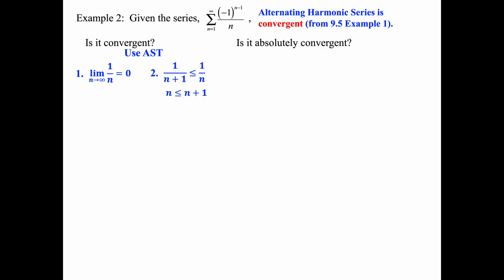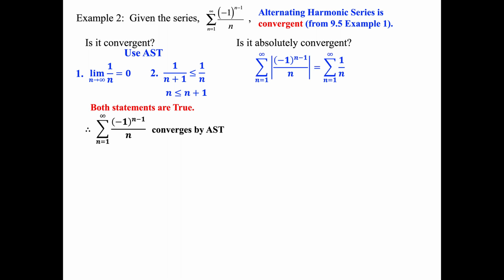Example 2, given this series, wait, this looks familiar. We had this back in 9.5, example number 1. It was the alternating harmonic series, and it was convergent. The limit of 1 over n is 0. Again, we showed that it's decreasing: multiply the n over n plus 1, subtract the n, so 0 is less than or equal to 1 all the time, so that was true. So this was convergent by the alternating series test. Like I said, we proved that using the alternating series test back in section 9.5, example 1, if you want to check your notes.